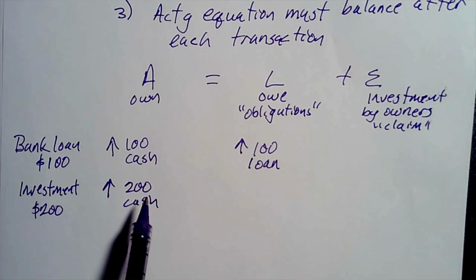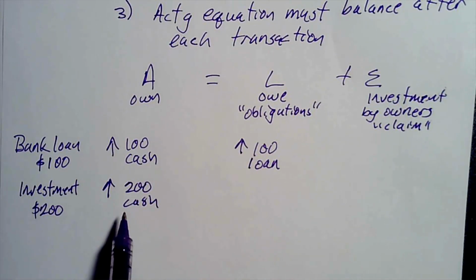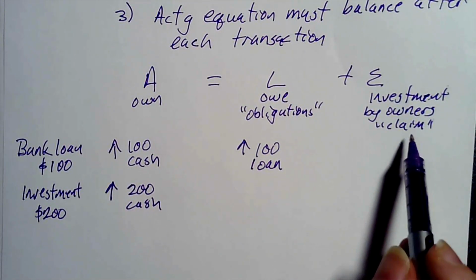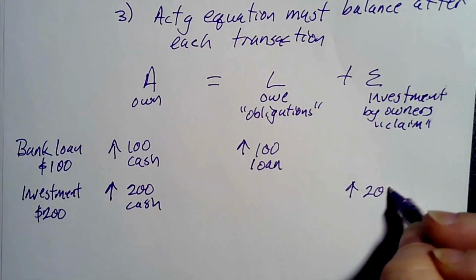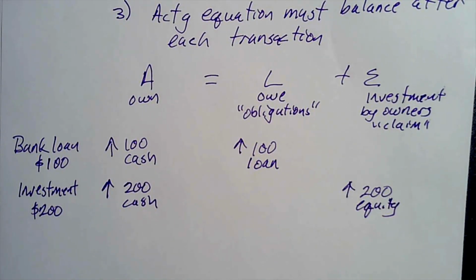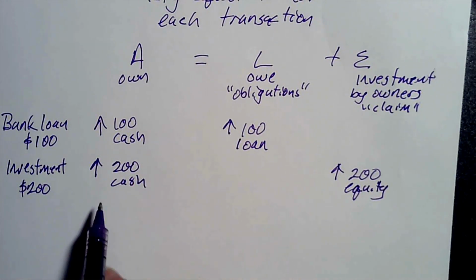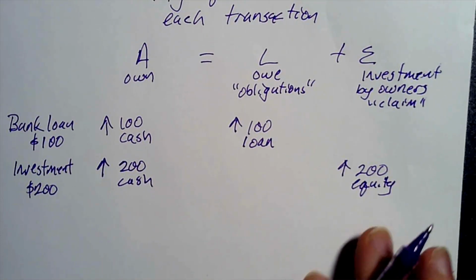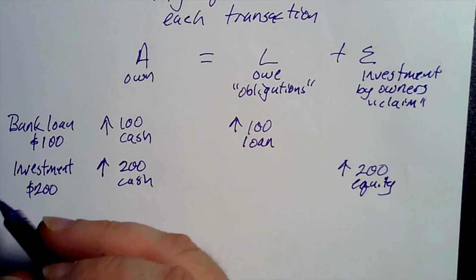And what else? Well, right now we have $300 in cash. If we stop the company today, we'd pay $100 in cash back to the bank for the loan. And where would the $200 go? It'd go back to the owner because they would have a claim. They would have an investment claim of $200. So we say this is $200 in equity or owner's capital. So the equity went up. So we balance again. You notice this is $300 in cash, $100 in loan, $100 in liability, and $200 in equity.